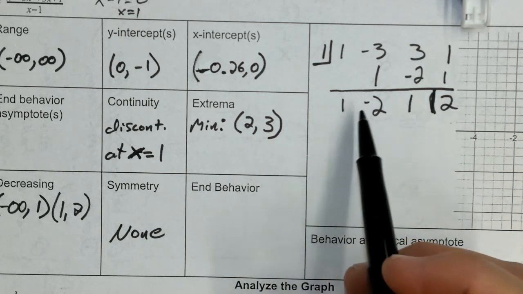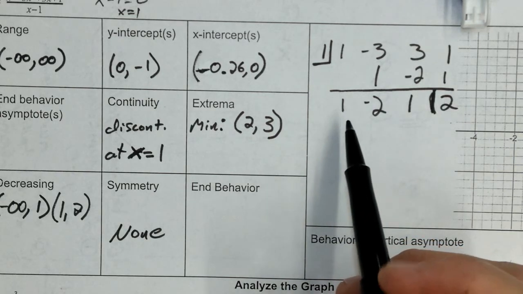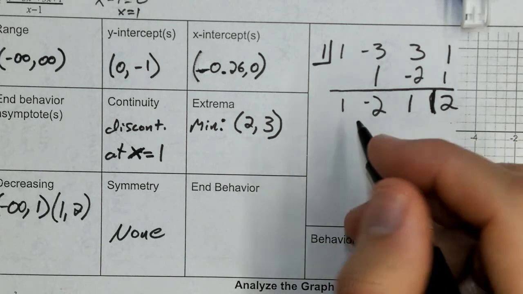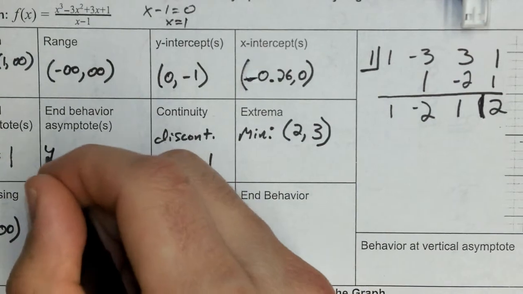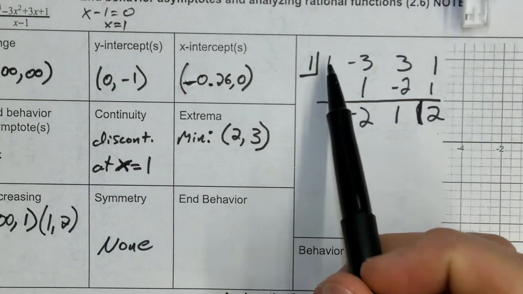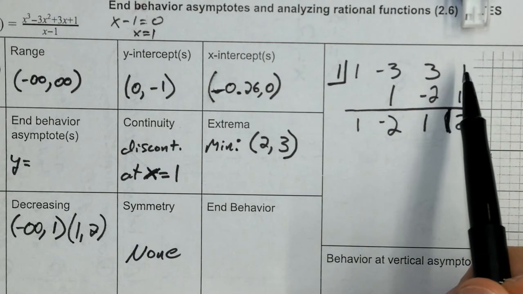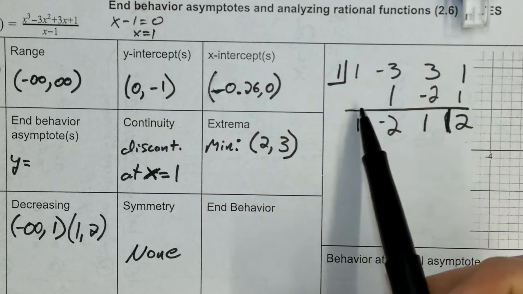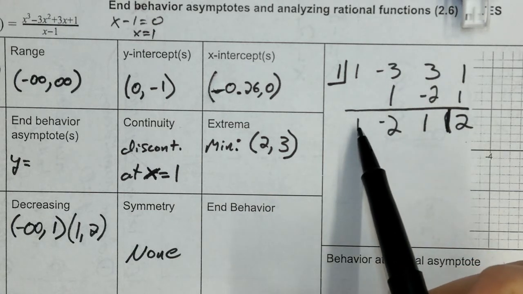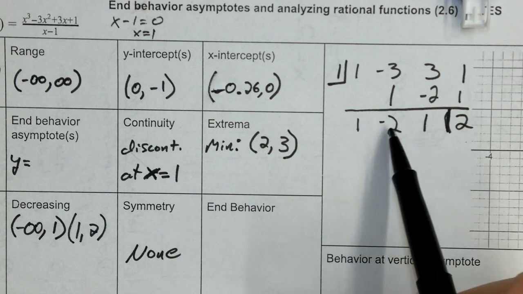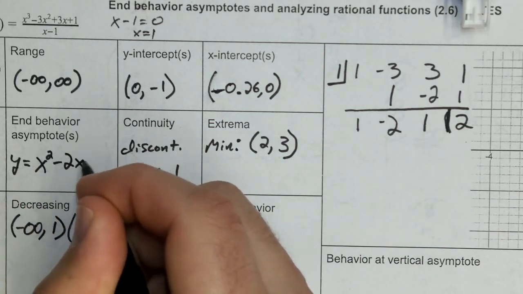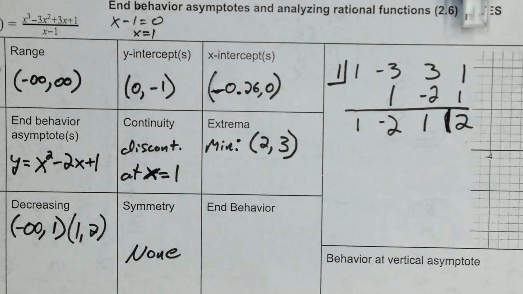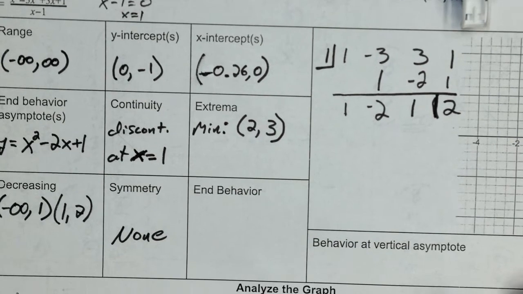What's going to define the end behavior is your quotient. So our end behavior asymptote is going to be y equals... I started off as a third degree polynomial when I did division. When I divide it once, I'm going to get down to a second degree polynomial. So this will be x squared minus 2x plus 1. That's going to be the end behavior asymptote. I'm going to show you the graph of that soon.